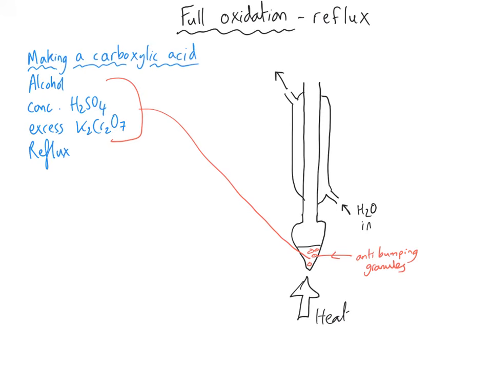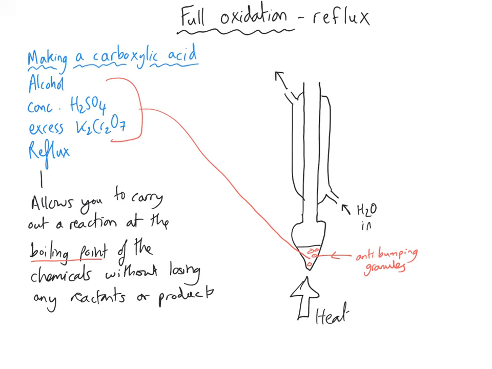And the purpose of doing a reflux is that it allows you to carry out a reaction at the boiling point of the chemicals without losing any of the reactants or products. So it allows you to be aggressive without risking losing any of your product and lowering your yield. So if we imagine that we've heated this and we've got it so hot that some of our reactants evaporate, it will rise up the condenser, and because water is going in at the bottom and out at the top, it's very cold at the bottom, and so we're going to get condensation happening immediately.